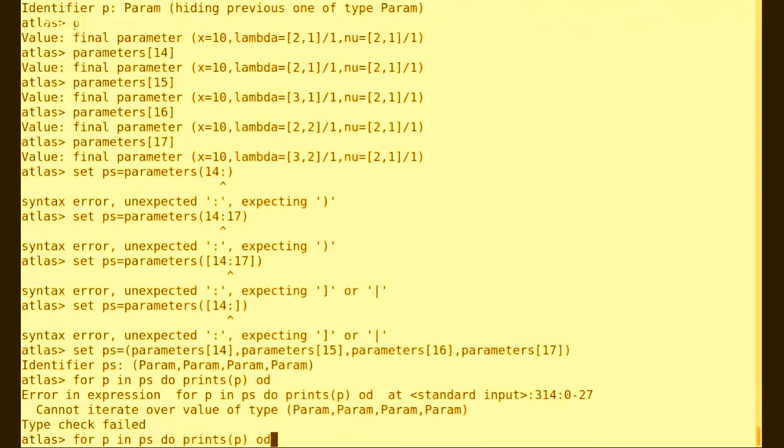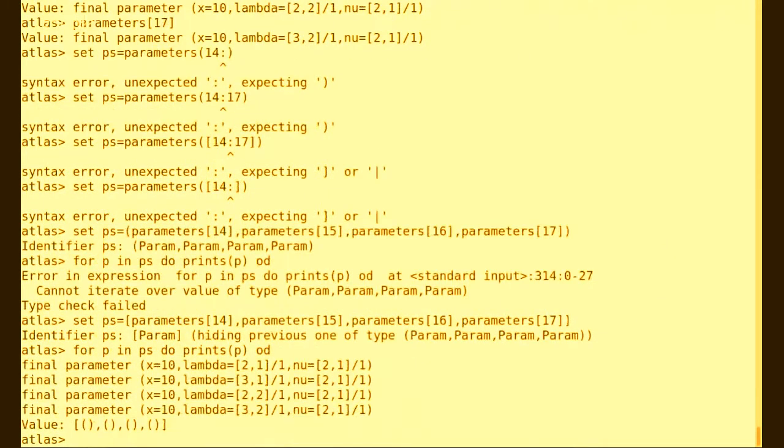Set P. I'm sorry. I wanted to make it an array. There we go. Okay, so there are my 4 principal series of SP4.